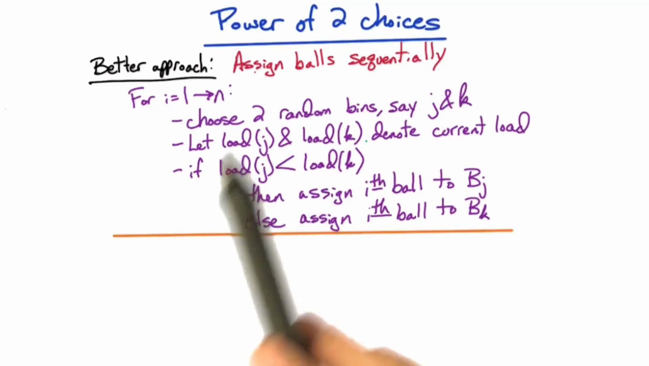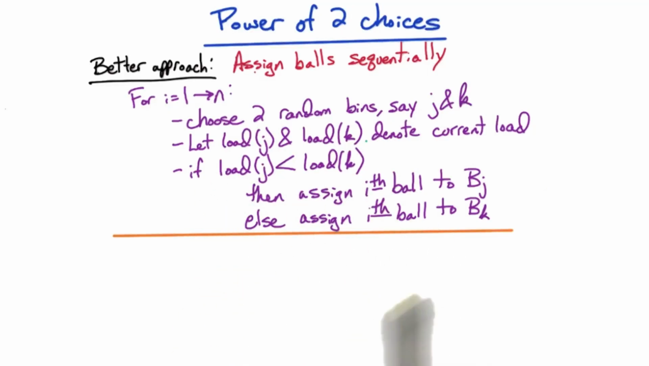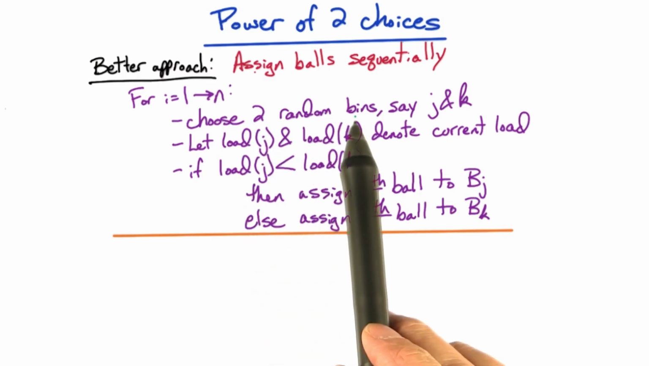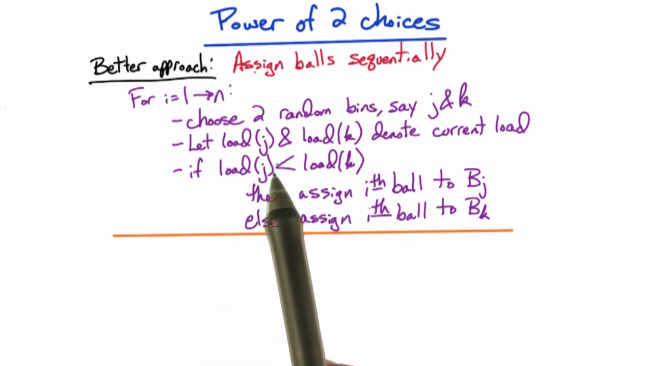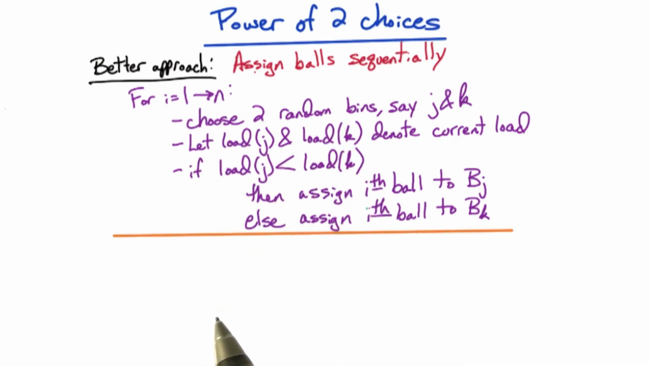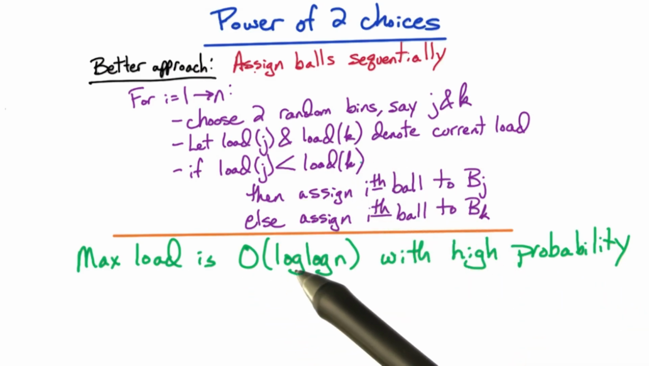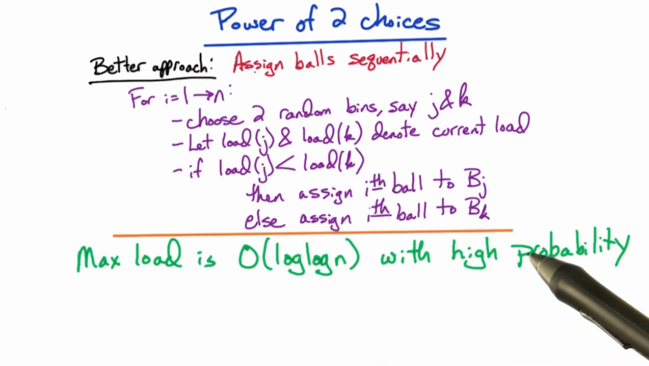This new best of two approach is a simple twist on the original approach. What are we doing now? Well, instead of choosing a random bin, we choose two random bins, and we assign the ith ball to the least loaded of these two random bins. It turns out that with this scheme, the maximum load is order log log n with high probability.